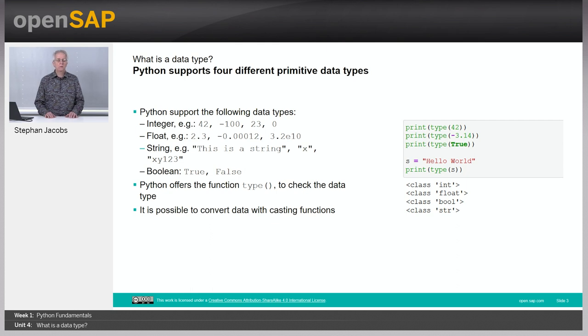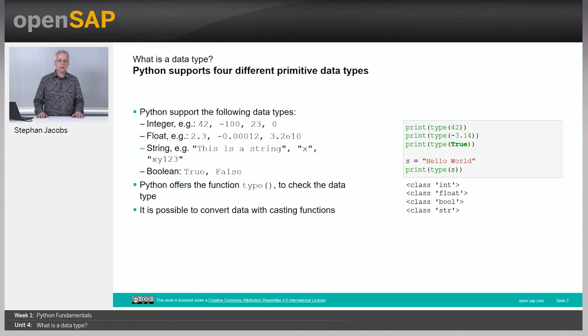In Python, we do have four primitive data types. The first one is normal numbers: 42, 1, 0, minus 100, something like that. Then we have float numbers, floating point numbers. These are the numbers consisting of a decimal point. The third data type is string. This is all kinds of texts, which always start and end with a quotation mark, and consist of letters and digits and special characters like spaces, question marks, colons, and so on. And finally, we have the data type Boolean, which has two logical values, namely true and false.